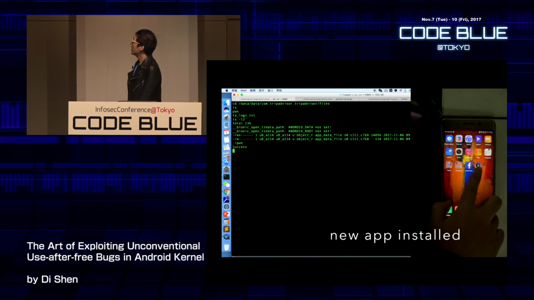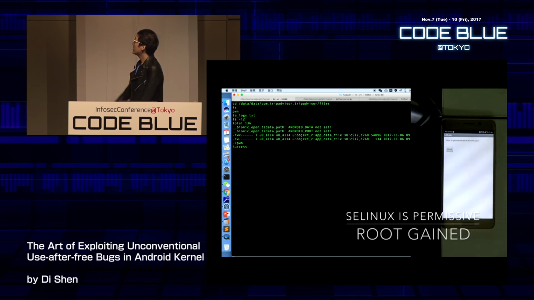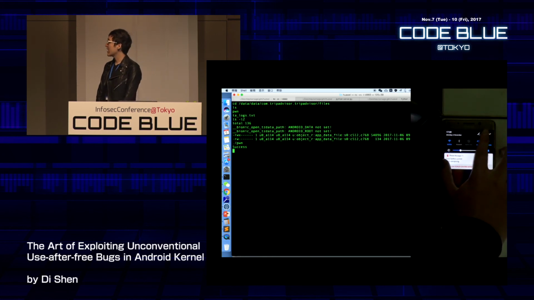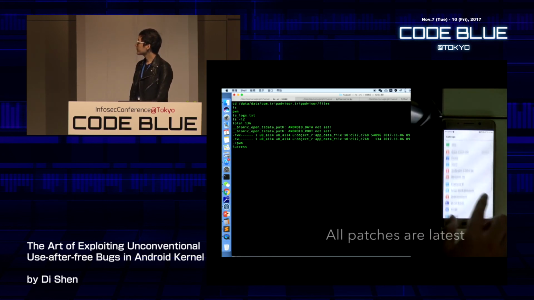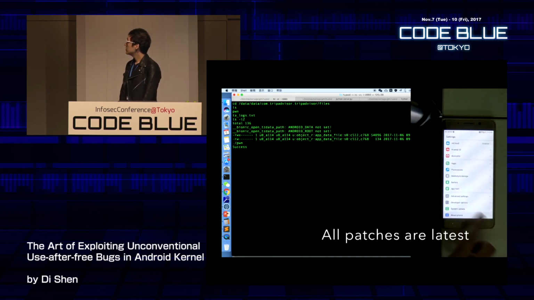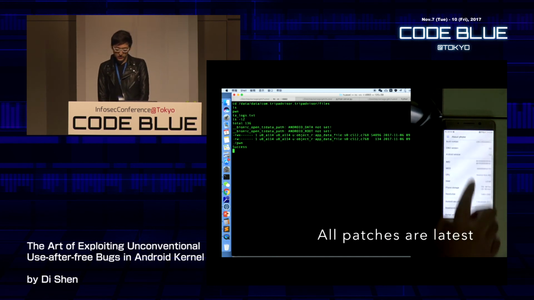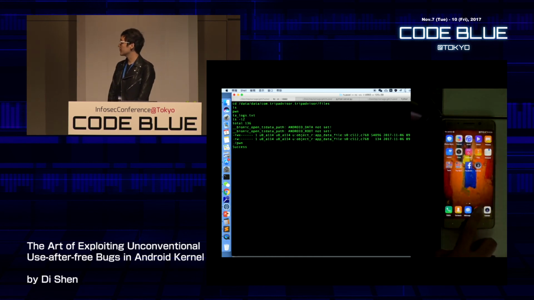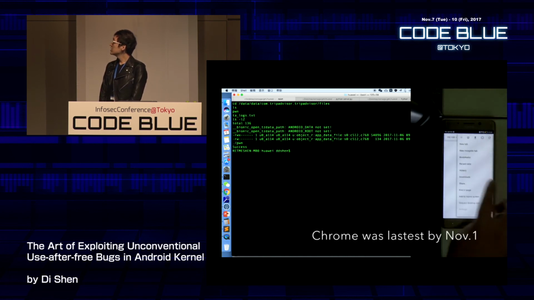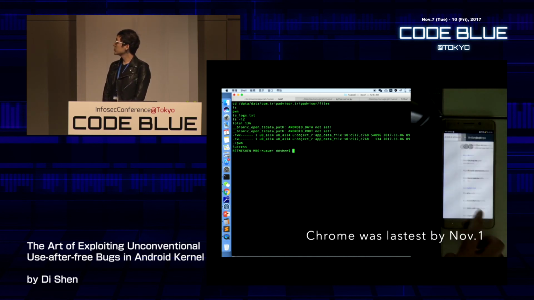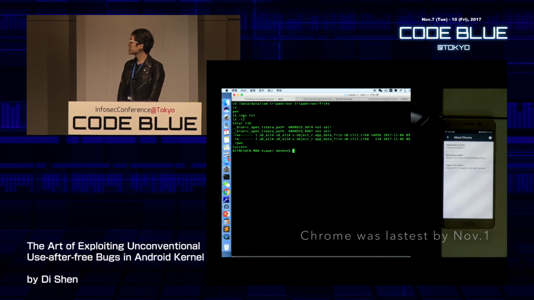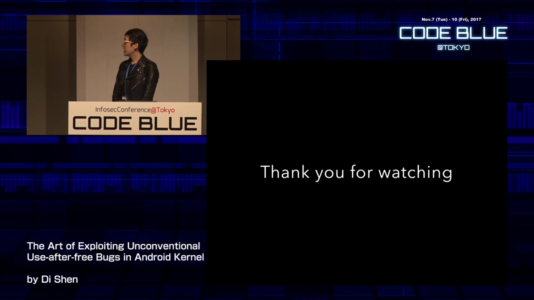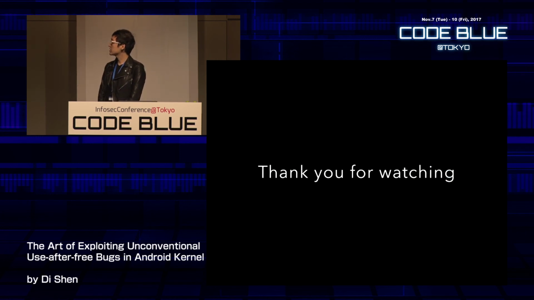You can see that it's a new application. I just installed it remotely, and you can see that SELinux is permissive, which means I successfully wrote the kernel address and gained root privilege. The full exploitation was finished by my teammates and me, and it took us more than two weeks to finish it. I hope you enjoy the video. Actually, we use a V8 exploit and also a kernel exploit on the latest kernel. All patches are applied, and it's a very latest system.